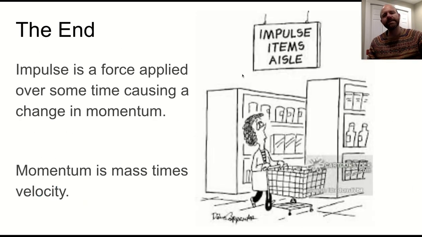So that's it. The big idea here is that impulse is some force applied during some time interval, and it causes a change in momentum. This is really the impulse-momentum theorem, just a restatement of Newton's second law, or maybe going back to the original statement of it. And remember, momentum is mass times velocity, a vector quantity.